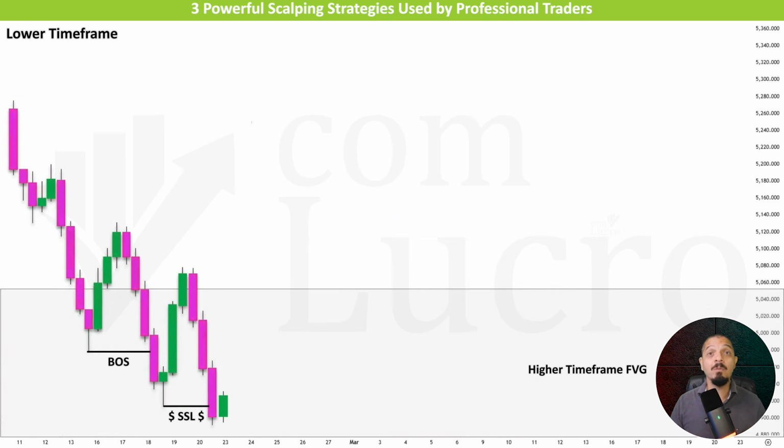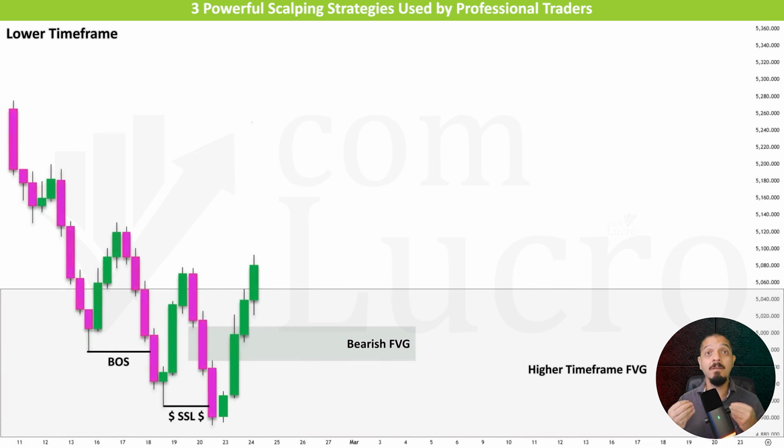After marking the higher time frame change of character and its fair value gap manually on the chart, move down to the lower time frame and wait for price to return to that higher time frame fair value gap. Once price enters the zone, closely observe the price action inside the gap and look for signs of rejection.